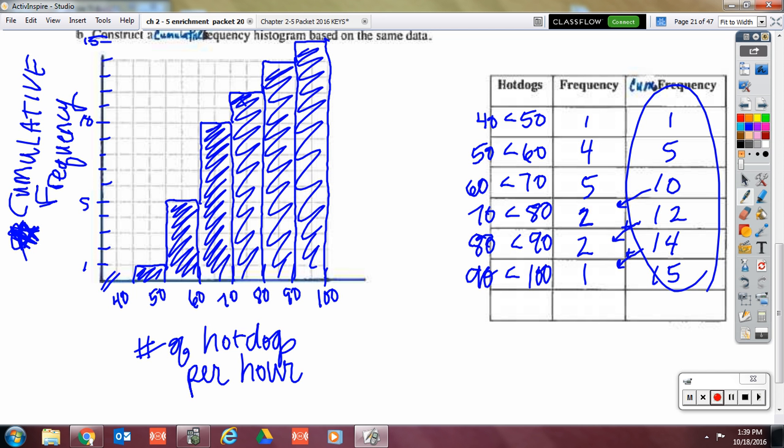So we don't use this a ton, but there is another graph we're going to learn at a later time that understanding how this works will help you. Okay? All right. So by the end I have my 15 times all stacked in there. So I could say, how many times do they eat less than 70? How many times do they eat 69 or less hot dogs? 10. Good. How many times do they eat less than 90 hot dogs? 14. Okay? All right. Nice.